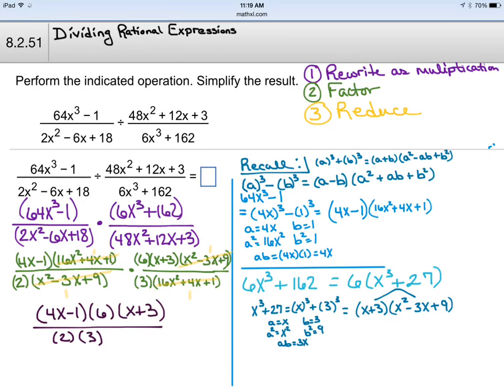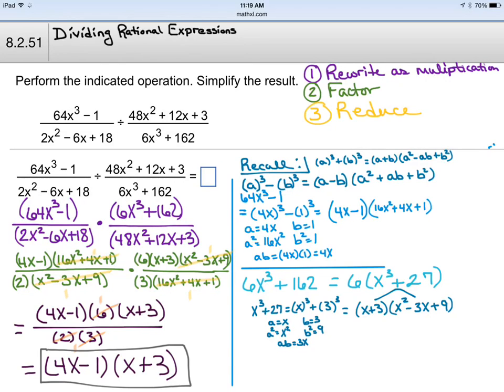I'm going to write what we have left over, and then hopefully you'll notice that the 2 times 3 in the denominator is 6, and we'll reduce with the factor of 6 in the numerator. This will give us a final answer of 4x minus 1 times x plus 3.